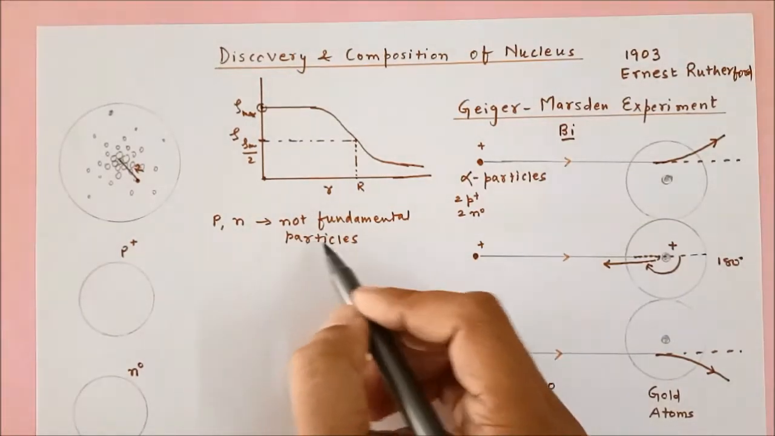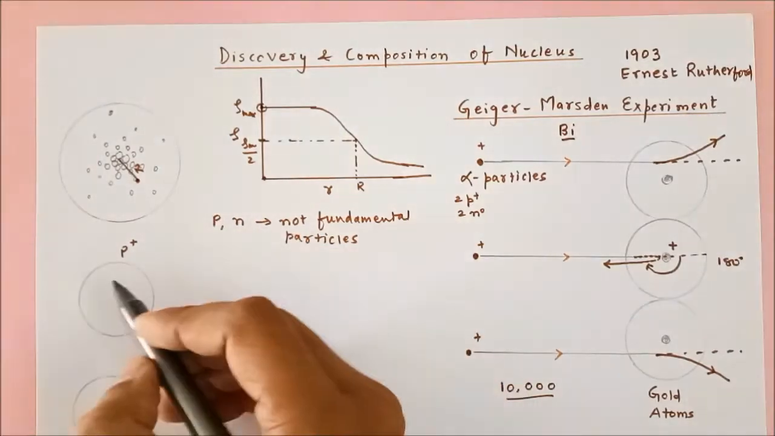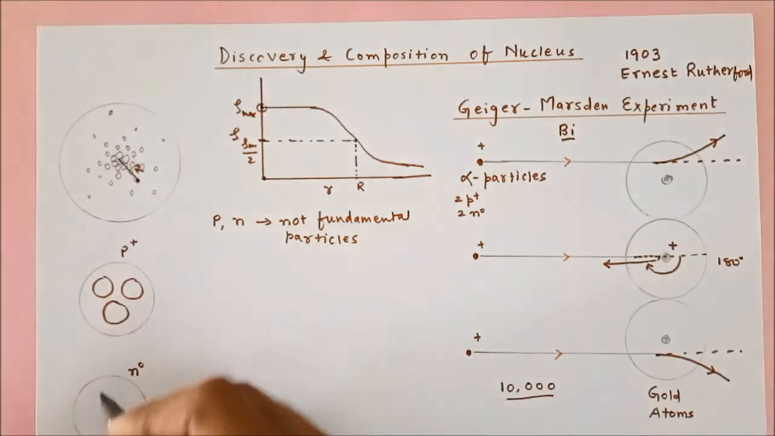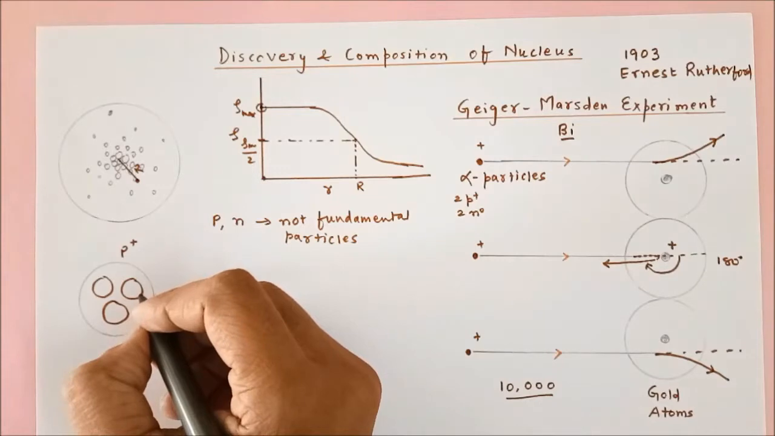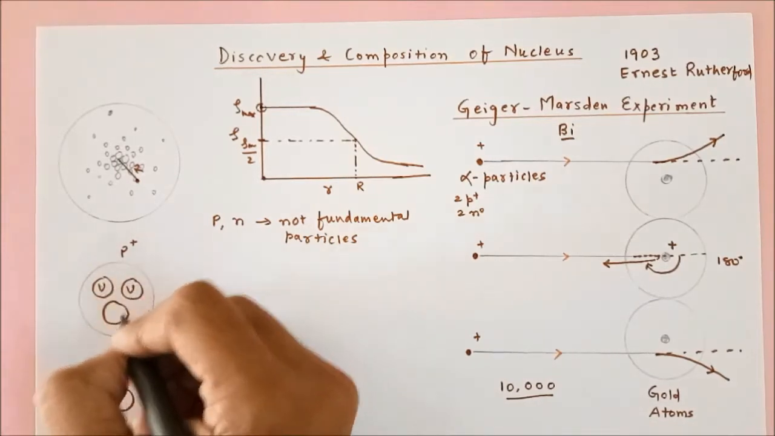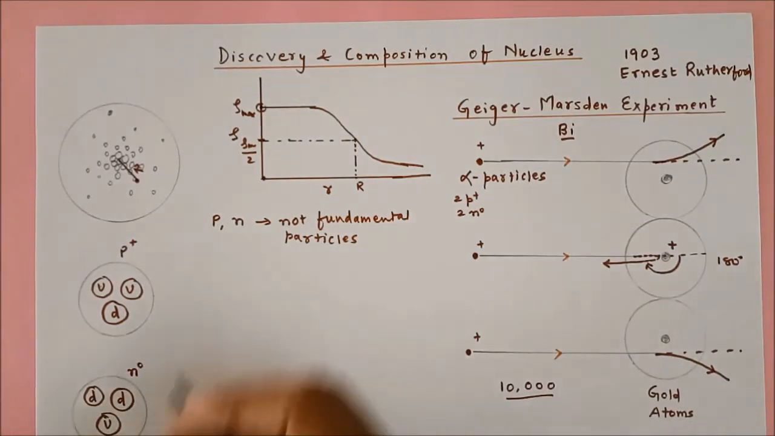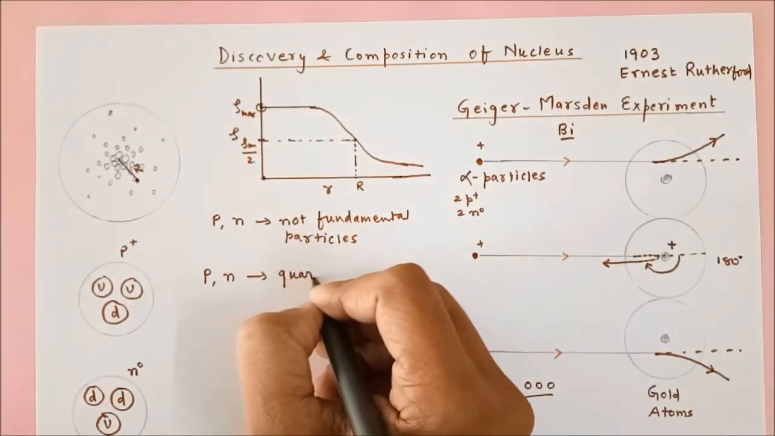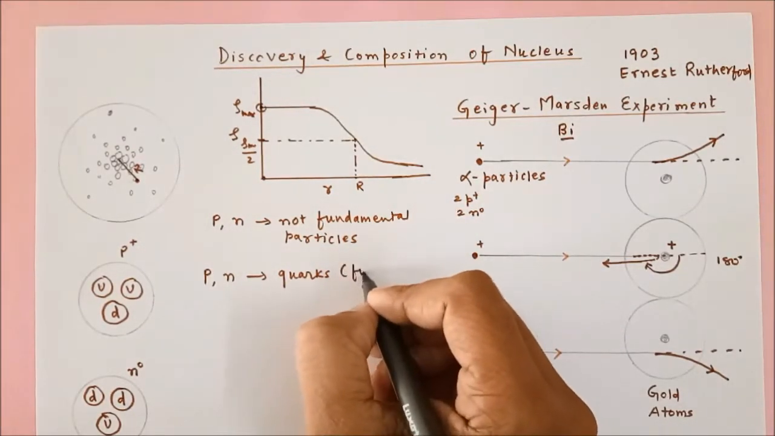It is because fundamental particles are those particles which are not made up of anything else. But here protons and neutrons are made up of 3 quarks. So proton is made up of 2 up and 1 down quark, whereas neutron is made up of 2 down and 1 up quarks. So protons and neutrons are made up of quarks. Till today we don't know what quarks are made up of. So quarks are fundamental particles.